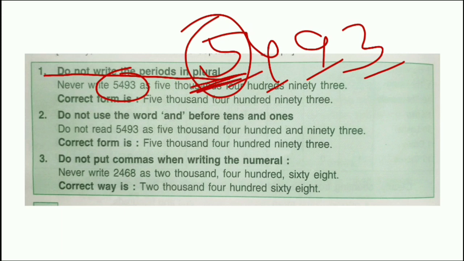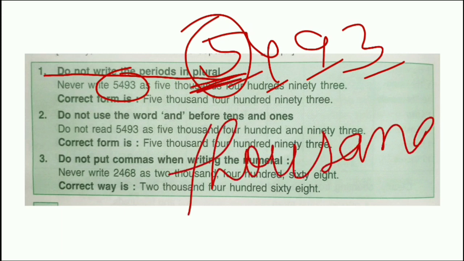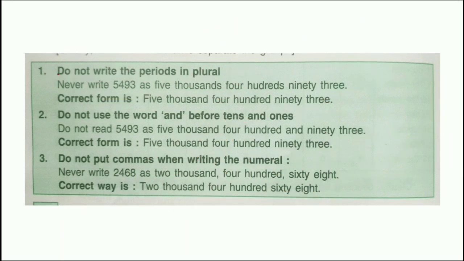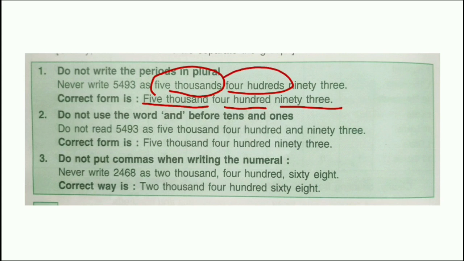Actually we are writing 1000 for what? Because it comes in the thousands period. Okay, but never write it in plural. Only singular will be written. It will be written always in singular form. So it is saying do not write the periods in plural. So here 5 thousand 493, don't write 5 thousands. No, this is wrong. Periods are not written in the plural form. Periods are written in the singular form.